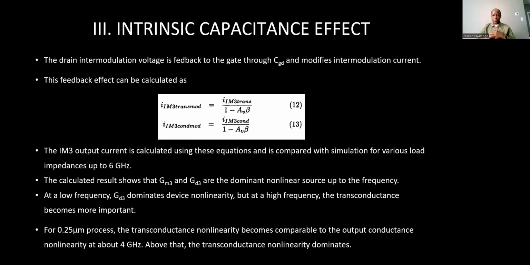Calculated results show that GM3 and GD3 are the dominant nonlinear sources up to that frequency. At a low frequency, GD3 dominates device nonlinearity, but at a high frequency, the transconductance becomes more important. For the 0.25 micrometer process, transconductance nonlinearity becomes comparable to the output conductance nonlinearity at 4 gigahertz. Above that, the transconductance nonlinearity dominates.